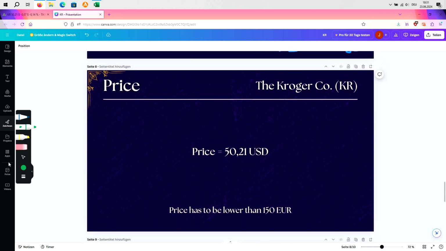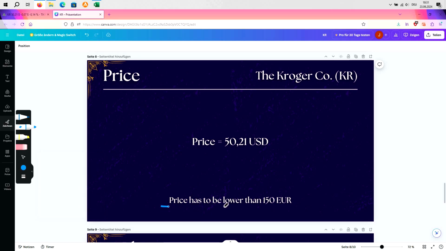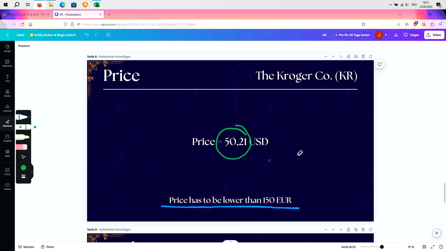Now we come to the price, and for the price, we also have here a general instruction that the price has to be lower than 150 euros, or dollars, or British pounds, whatever, okay? Because the reason for that is we don't want to invest in stocks that are too expensive, so below 150 is kind of the border that I decided for myself, and you can also follow it if you want. But yeah, the current price of Kroger is $50, so that's good to go, okay? Now let's come to the final evaluation, bro.